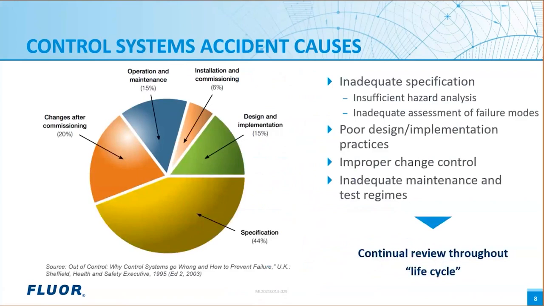A study conducted by the UK Health and Safety Executive in 2003 reviewed a number of industrial accidents that resulted from the failure of control systems. And this pie chart shows the breakdown of typical causal factors that contributed to such accidents. The study found that almost half of the accidents, almost 44%, were because of poor specifications, such as insufficient hazard analysis or inadequate assessment of failure modes of the system components. The other factors, as shown here, are poor design and implementation practice, improper change control, or inadequate maintenance and testing of the system throughout the life cycle.